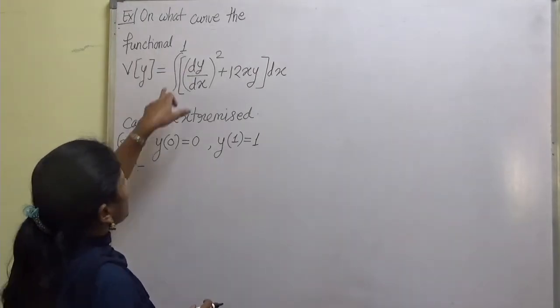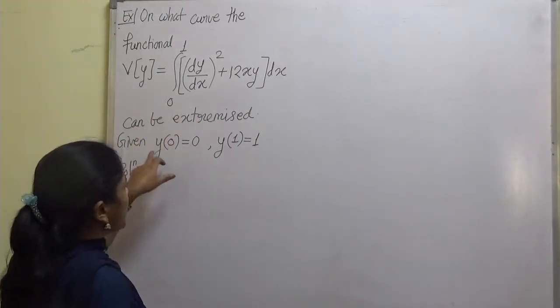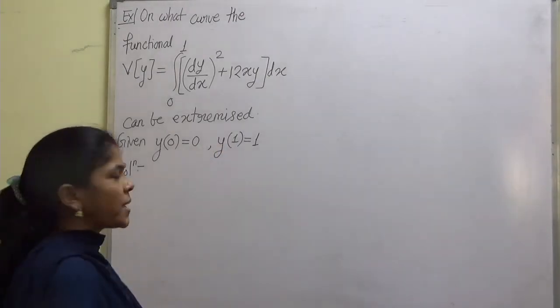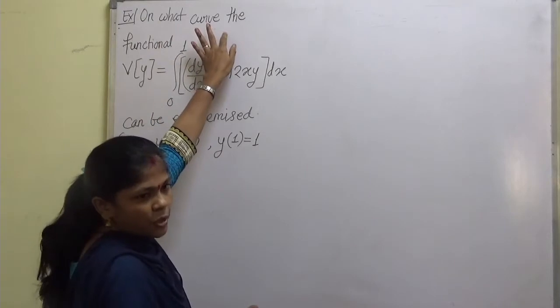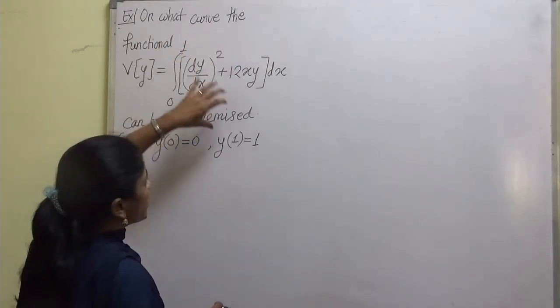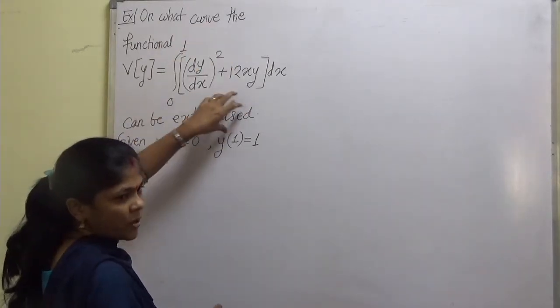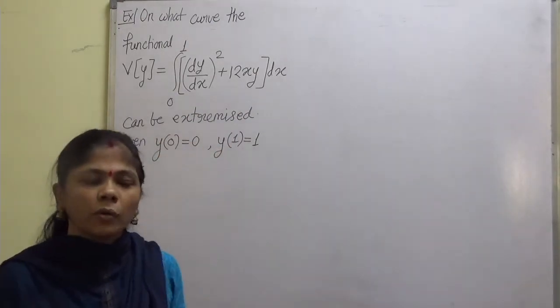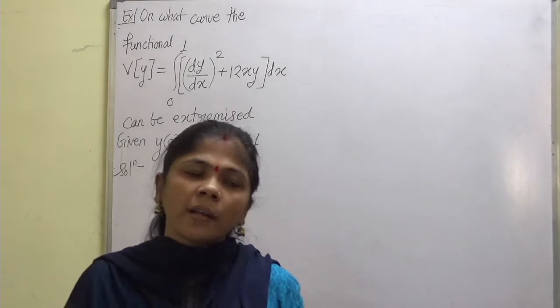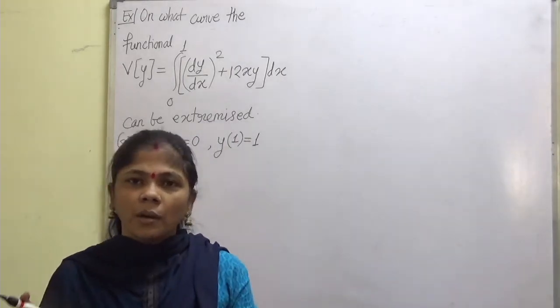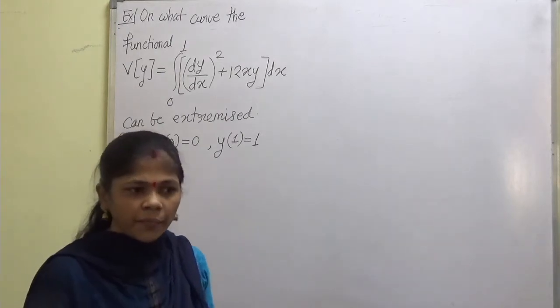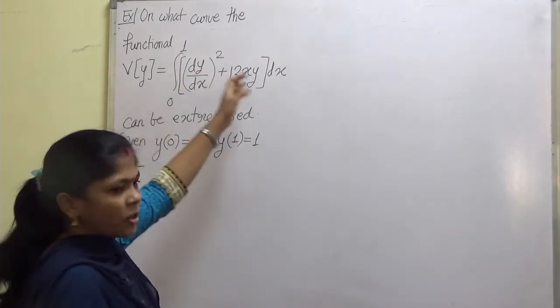On what curve can the functional be extremized, given y of 0 is 0, y of 1 is 1? Here we want a curve, a solution, such that this functional is extremized, satisfying these two conditions. So our aim is to find the extremal of this functional satisfying the given boundary conditions. We are interested in an expression for y which will satisfy this functional.